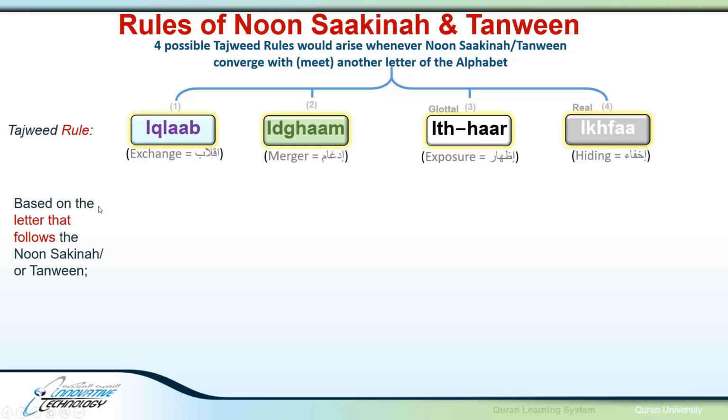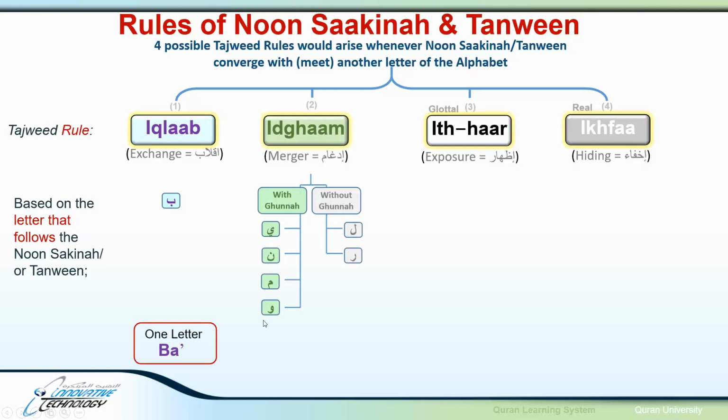And we said that the rule would be based on the letter that follows the Noon Sakinah and tanween, and in the case of iqlab, that letter would be the ba, and in case of idgham, there would be either those letters in green or the letters in gray.